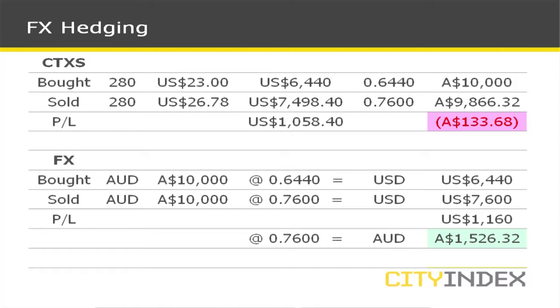Interestingly, that is pretty much the same figure as if we had just taken the US dollar end result from our Citrix trade, our profit of $1,058.40, and converted that at 76 cents. We would have ended up with the same figure of 1,392.